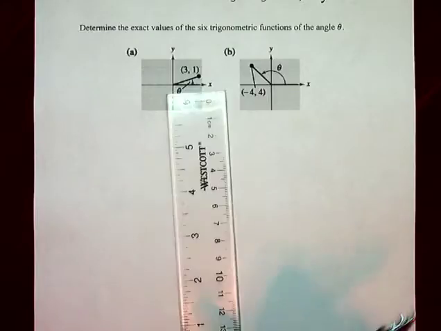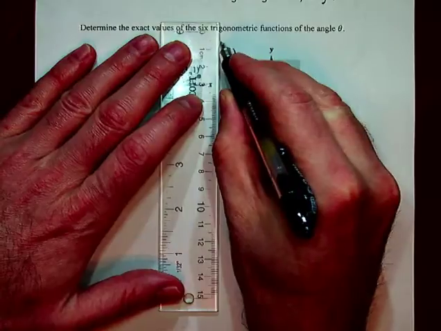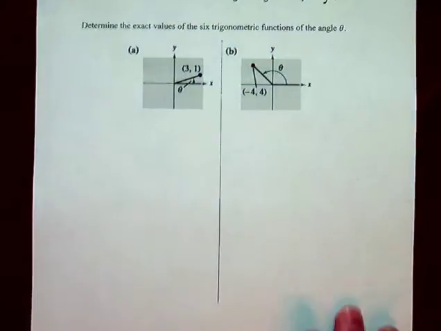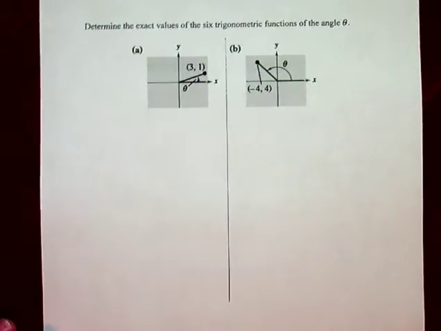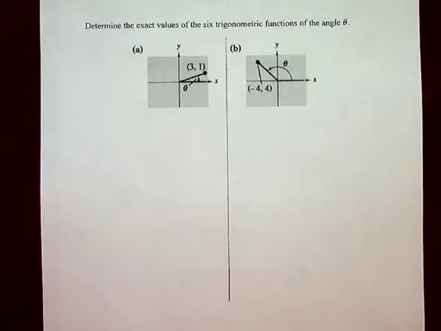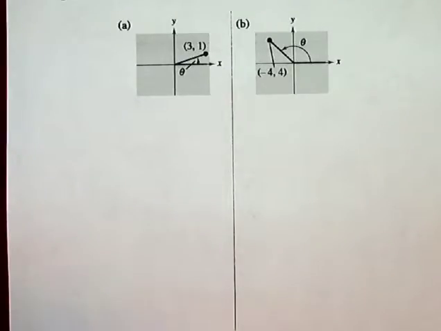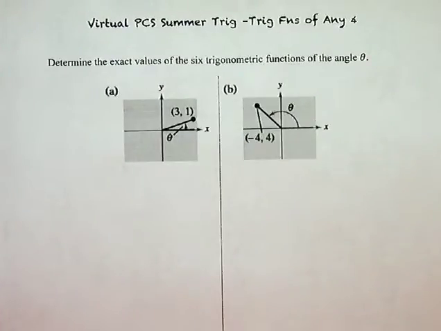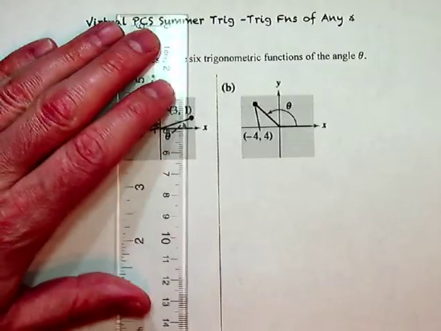Now, this is really two problems, so I'm going to split this down the middle. Let's read the instructions. It says, determine the exact values of the 6 trigonometric functions. The first one is going to be really easy because it is already in the first quadrant, right? And so we don't have to deal with any reference angles or anything like that.